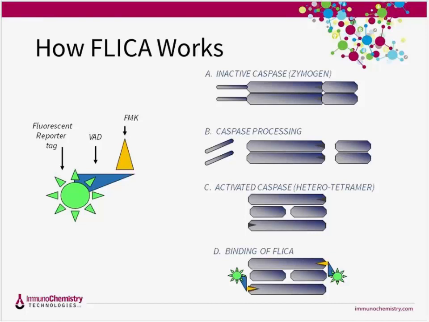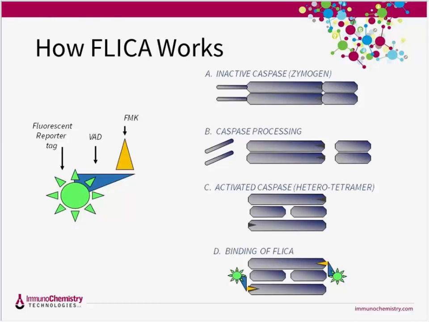Let's take a minute here and look at how FLICA works. First of all, our FLICA reagents consist of these three key components. So we have a fluorescent reporter tag. This is the FAM or the SR or the 660 fluorescent label. We have a caspase targeting peptide sequence, such as VAD, or valine alanine aspartic acid. This is shown here. And then an FMK reactive group.